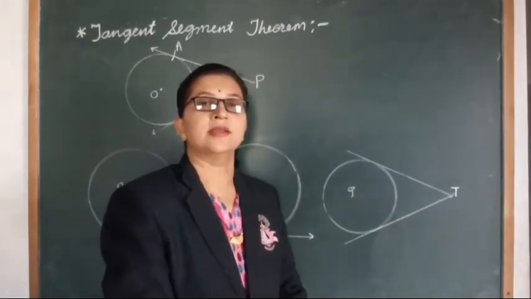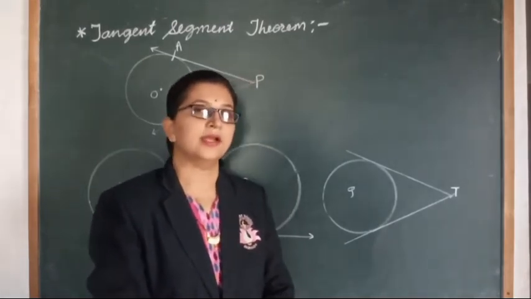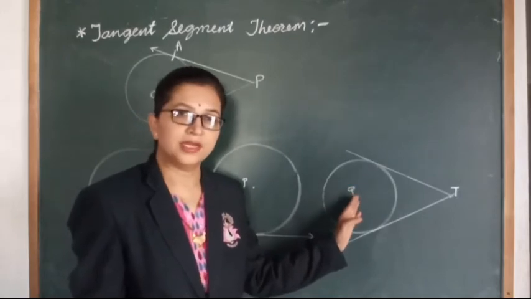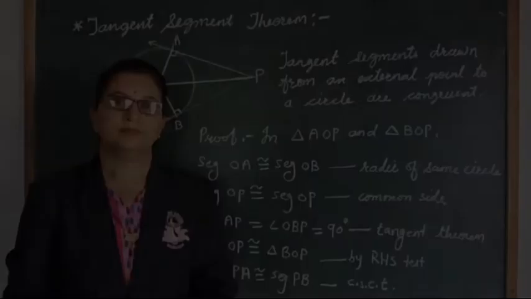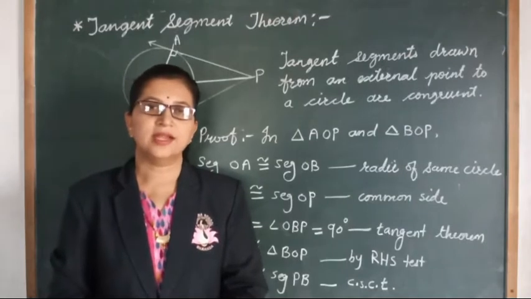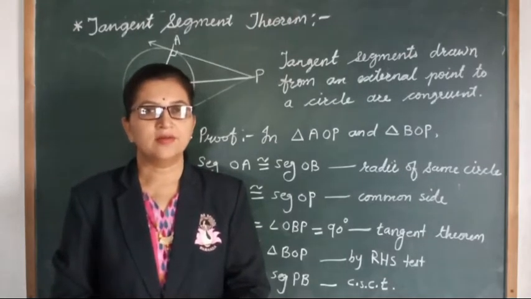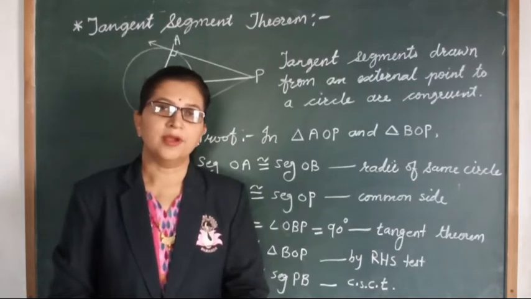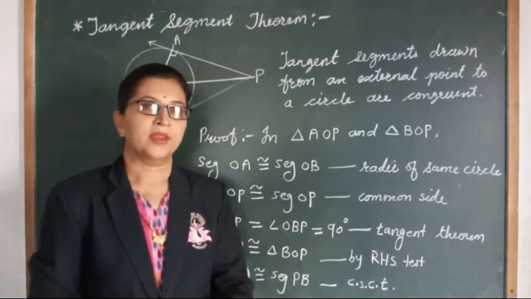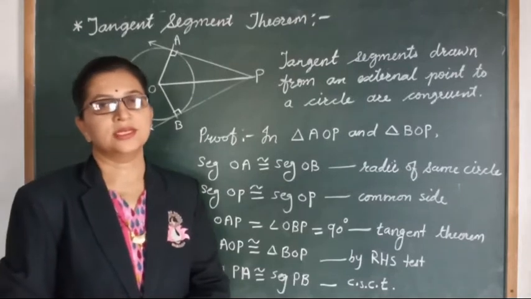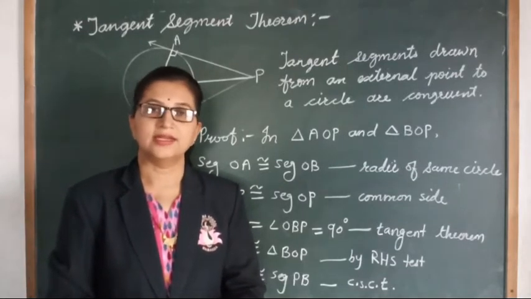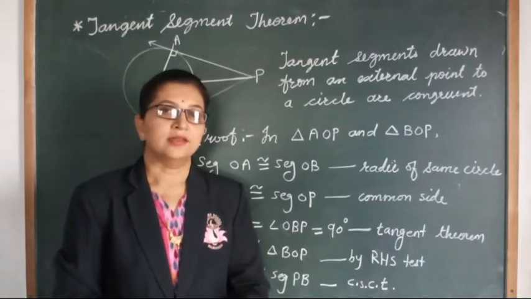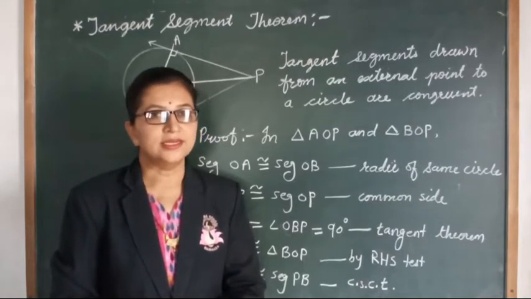So dear friends, our next concept is related to tangent segments and the properties related to them. We have seen how many tangents we can draw from a point on the circle and from a point exterior to the circle. When the point is exterior to the circle, we can draw two tangents, and these are called tangent segments. Now we are going to study the property related to these tangent segments.